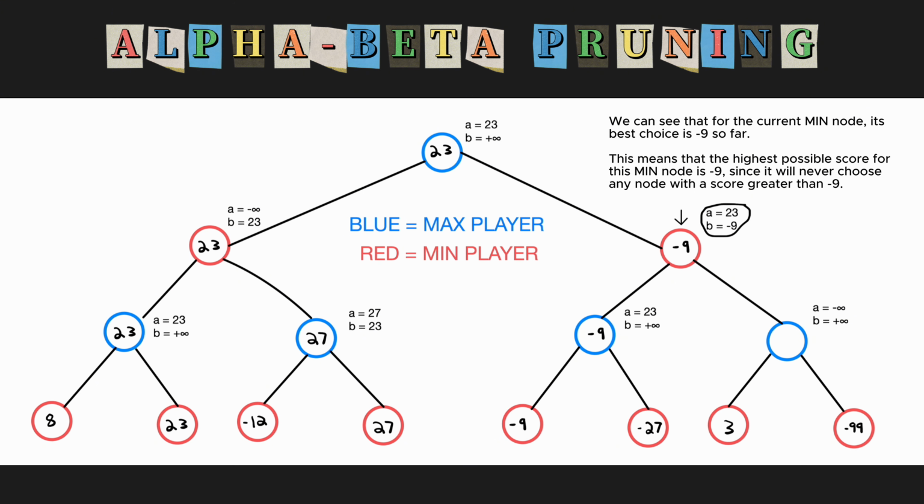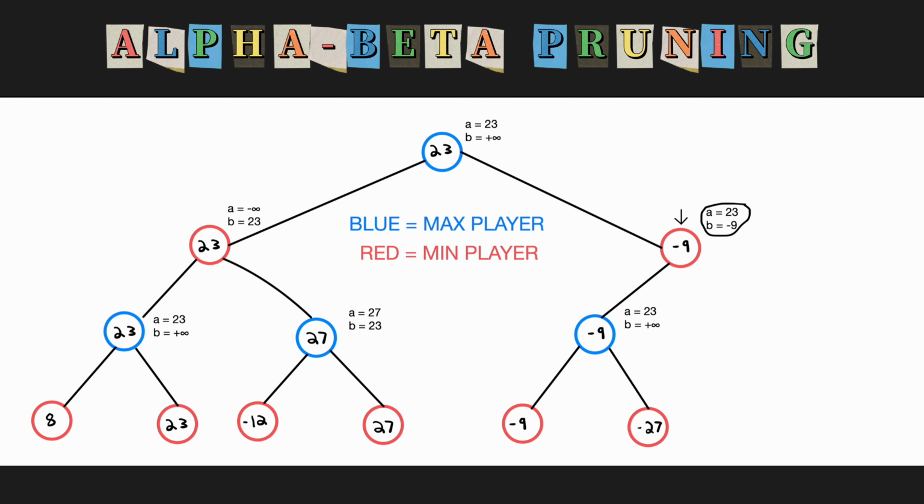We know that due to the rules of Minimax, red will never choose a value that is greater than -9. This means we can safely prune the remaining moves from this move branch because we know that blue will always choose the left branch since it has a higher score available.